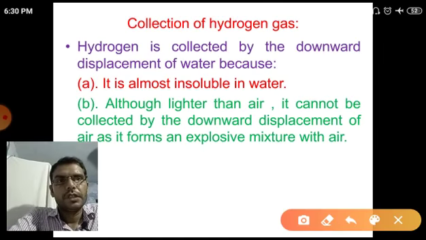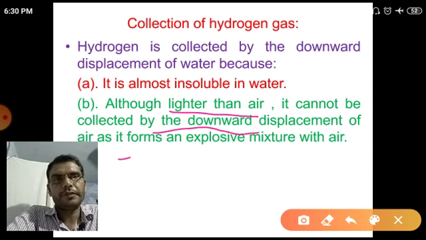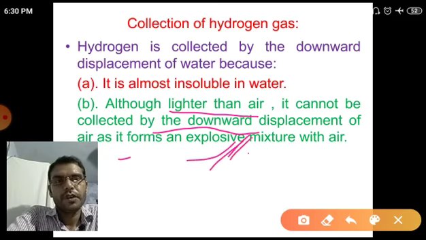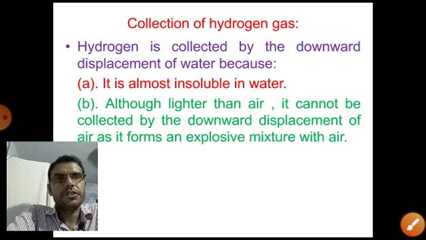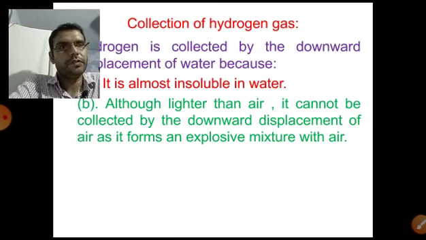Although hydrogen is lighter than air, so it cannot be collected by the downward displacement of air, and also hydrogen combines with air to form an explosive mixture. So hydrogen is never collected directly by the downward displacement of air. So this is the reason hydrogen is collected by the downward displacement of water.